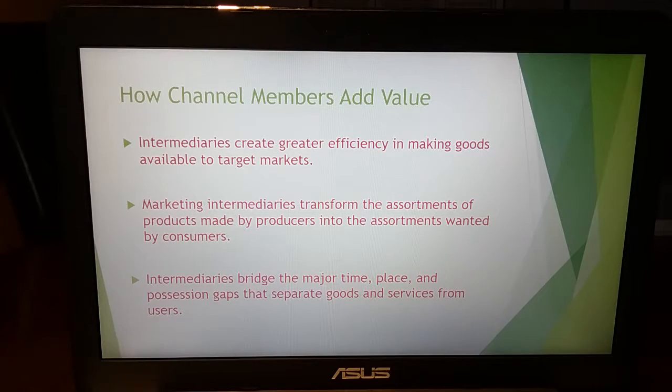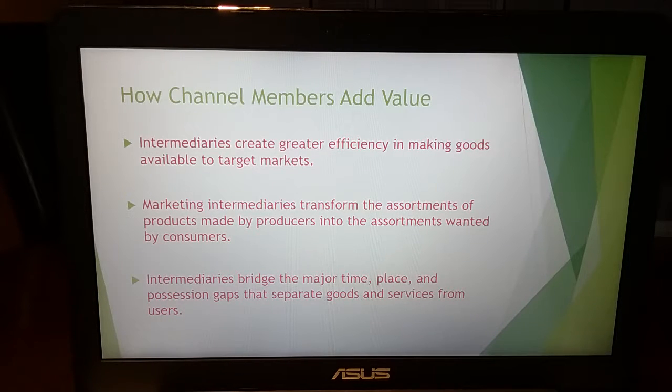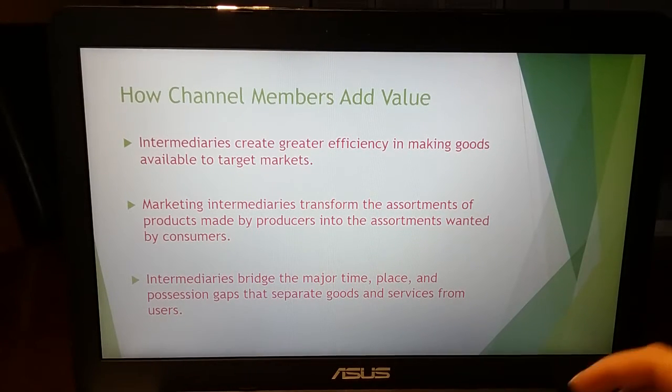Okay, so how channel members add value, because remember, what are the two points of marketing? Value creation and building customer relationships, remember? So intermediaries can add value through availability of the product, just on the shelf, but also getting the product there, getting it there safely. You want to make sure, for example, that if you are using a distributor, they use reliable transportation.